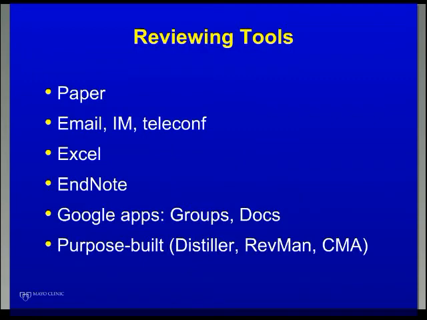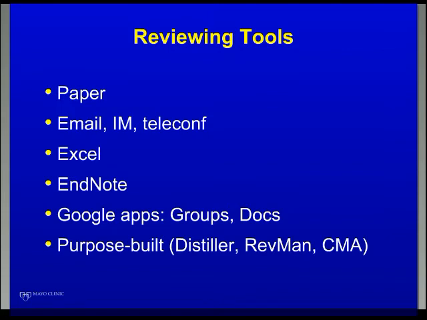As you go through data abstraction and also sometimes with the inclusion-exclusion process, there are a lot of tools that can help you. Some people still do reviews with paper, but that's quickly becoming outdated. Excel is often used for moderate-sized reviews. For a large review, such as the one that we did, we required a purpose-built review management software tool called Distiller, and I'll show you a picture on the next slide.